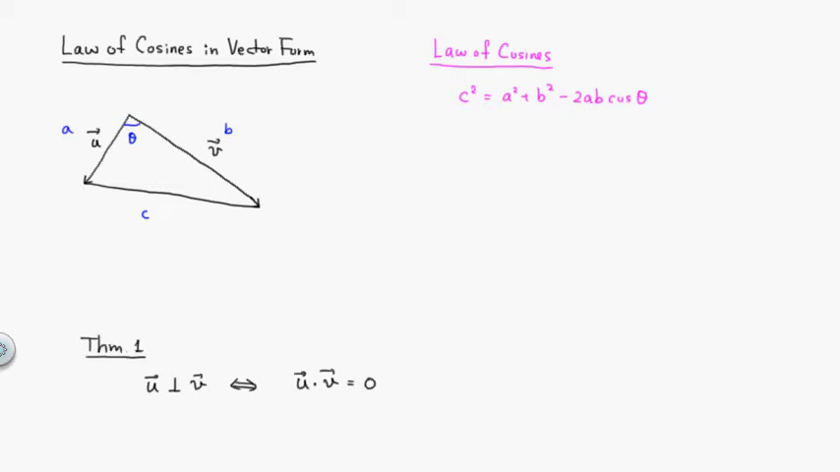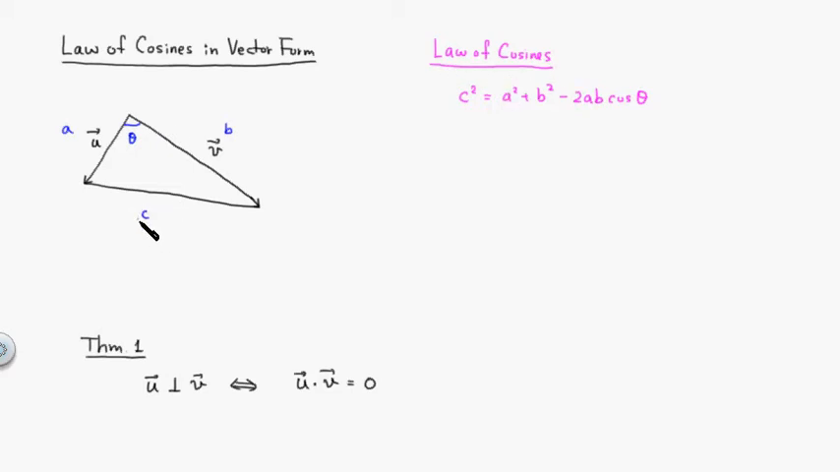All right, let's look at the law of cosines in vector form. Say you have a triangle, a random triangle, and I'm going to take this vector to be u and this vector to be v. Then let's look at the law of cosines.